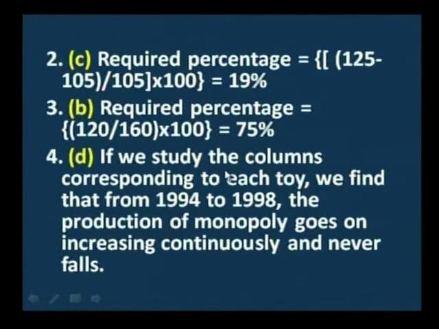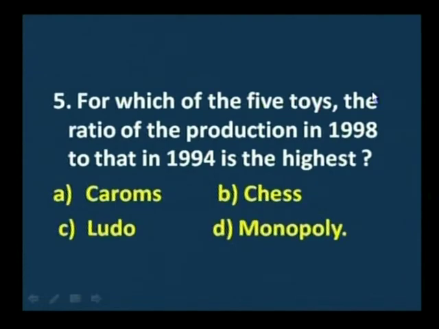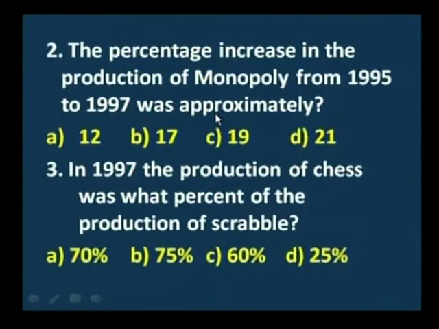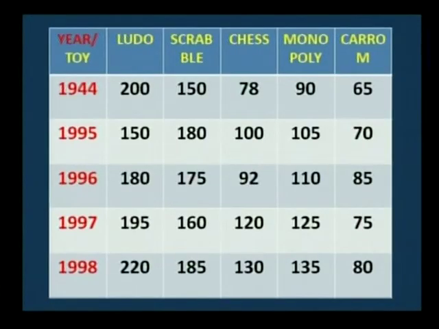He is asking about which is having the maximum percentage. Just look at the question again. The percentage increase in the production of monopoly from 95 to 97. So, if you look at here, 95 it is 105, 97 it is 125. So, what would be the increase in the percentage?